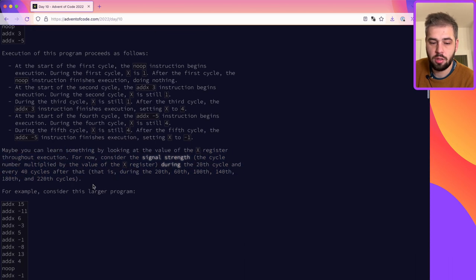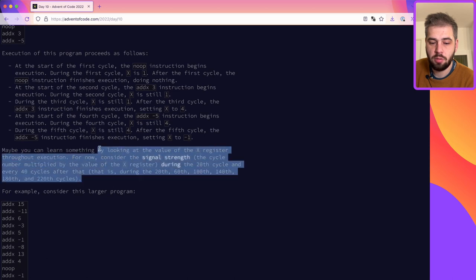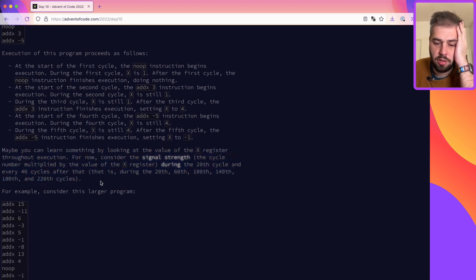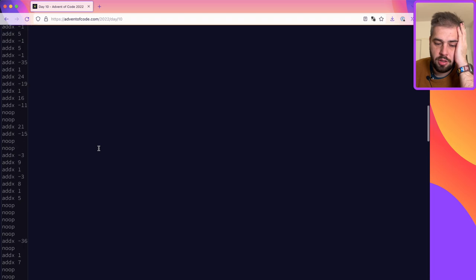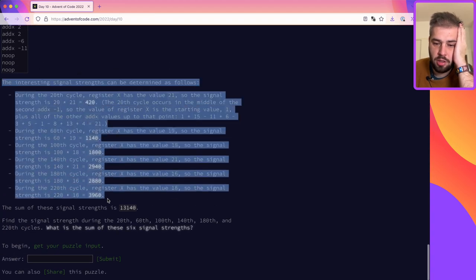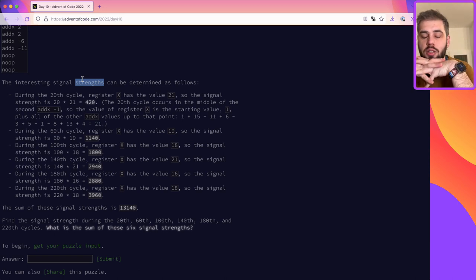For now, consider the signal strength, the cycle number multiplied by the value of the X register, during the 20th cycle and every 40 cycles after that, that is during the 20th, 60th, 100th and so on. Consider this larger program. The interesting signal strengths can be determined as follows. During the 20th cycle, register X has a value of 21, so the signal strength is 20 times 21. During the 60th, X has a value of 19, so the signal strength is 60 times 19. Okay, yeah, this should be relatively easy.